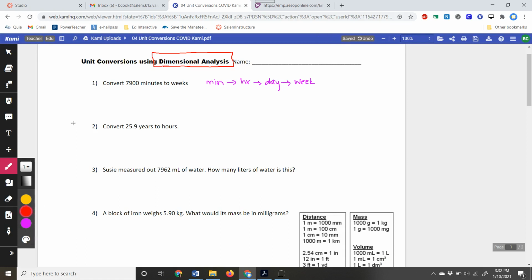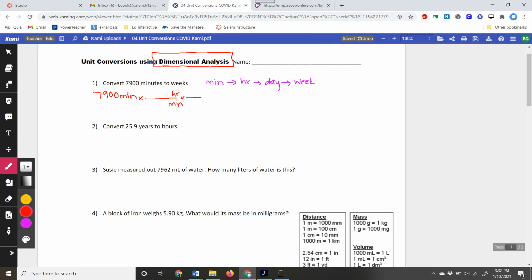The first thing I'll do is write down the number I'm given, 7,900 minutes, and I'm going to use dimensional analysis fraction bars for equalities to get those units to cancel out. I'm going to get minutes to cancel out, that is my old unit, and I'm going to convert to the new unit, hours, on the top. Again, the old units are always going to be canceling out on the bottom, and the new unit will always be on the top.